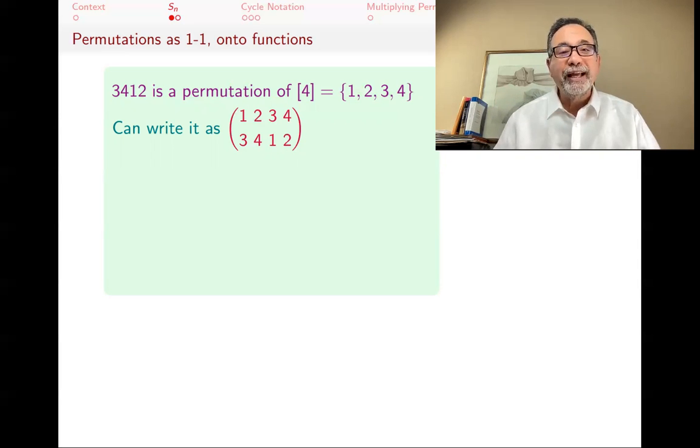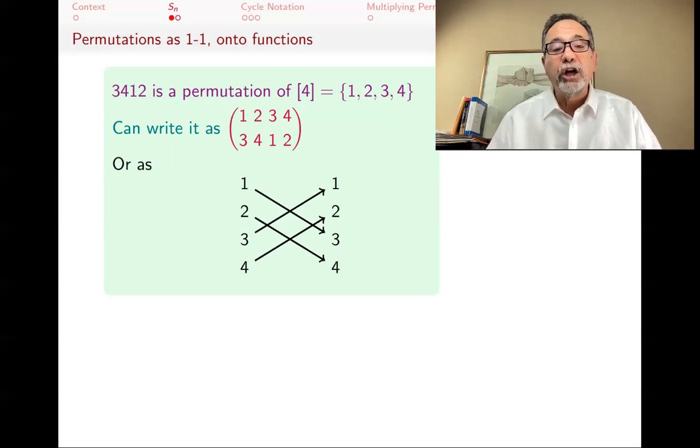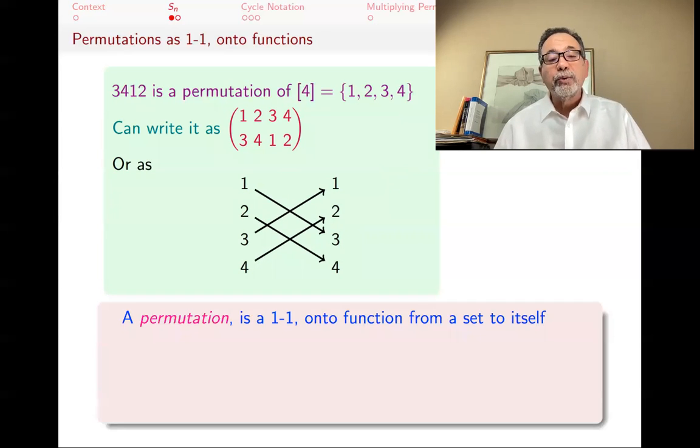But if we write it like this, then we can also see that a permutation is a one-to-one onto function. 1 went to 3, 2 went to 4, 3 went to 1, 4 went to 2. And we can draw that function. 1 is going to 3, 3 is going to 1, 2 is going to 4, 4 is going to 2. So a permutation is a one-to-one onto function from a set to itself.